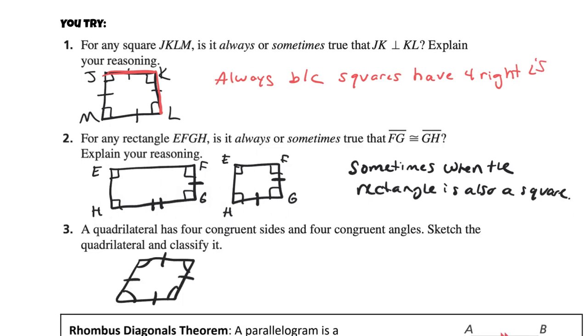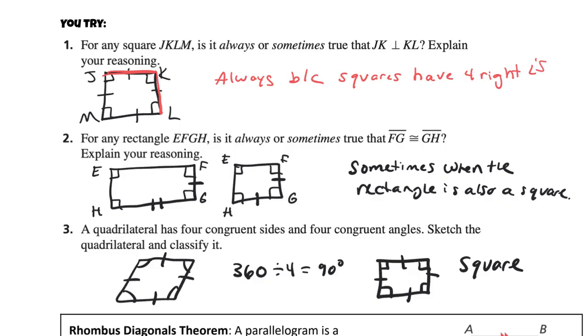All right, so this last one says we have a quadrilateral with 4 congruent sides and 4 congruent angles. It says sketch the quadrilateral and classify it. So I sketched it like a parallelogram, but then as I was doing that, and thinking about the fact that if all four angles are going to be congruent and all four angles in every quadrilateral are going to add to 360, 360 divided by 4 would be 90. So really, I should have drawn it where all four sides are congruent and all four angles are right angles, and that would make this a square.